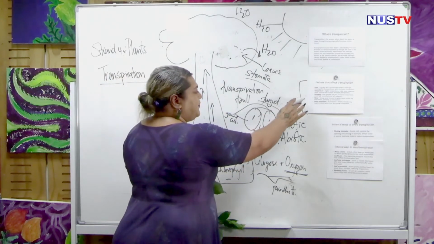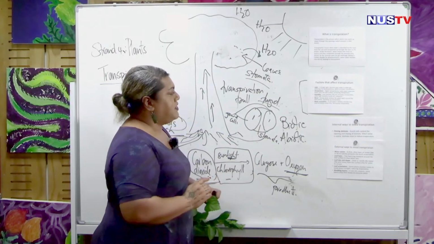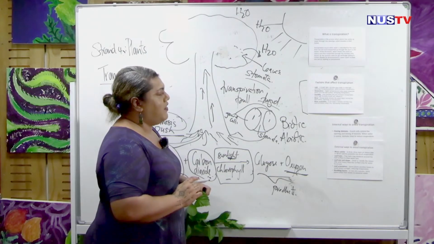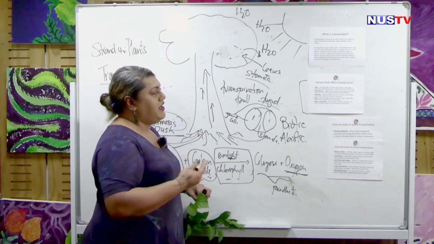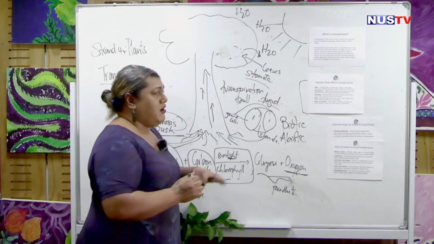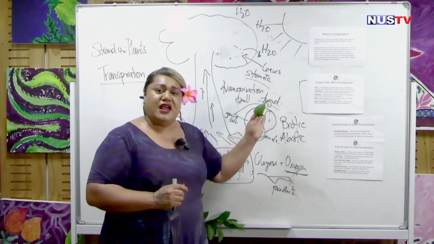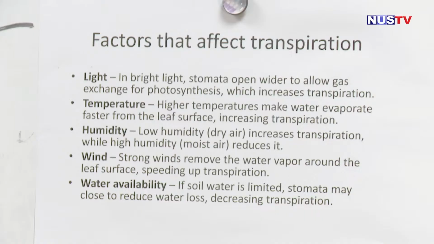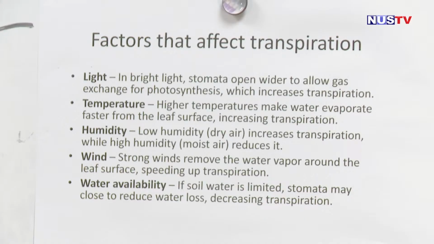Wind. Strong winds remove the water vapor around the leaf surface, speeding up transpiration. When the wind is strong, the rate of transpiration increases.